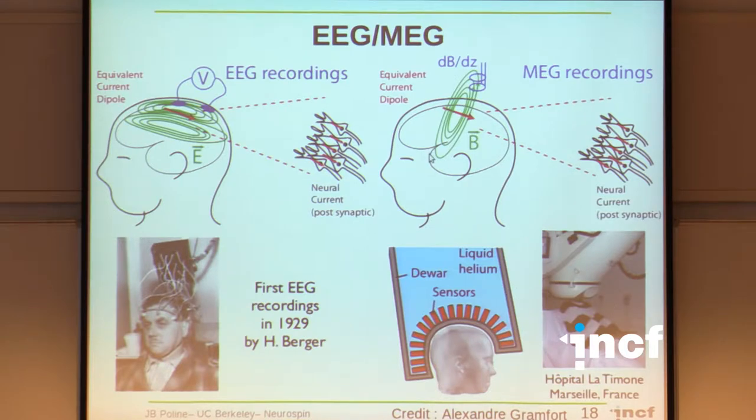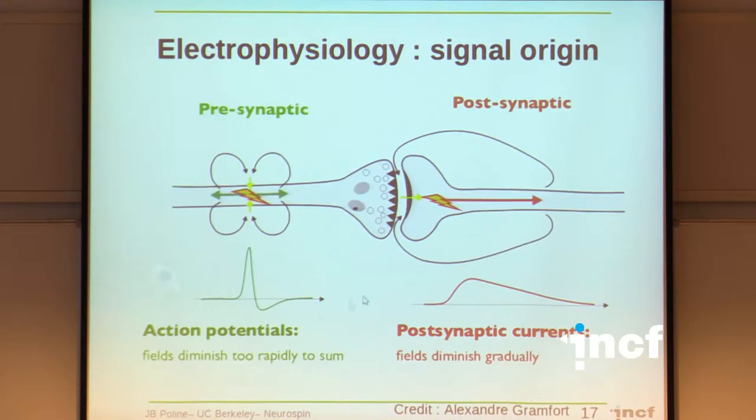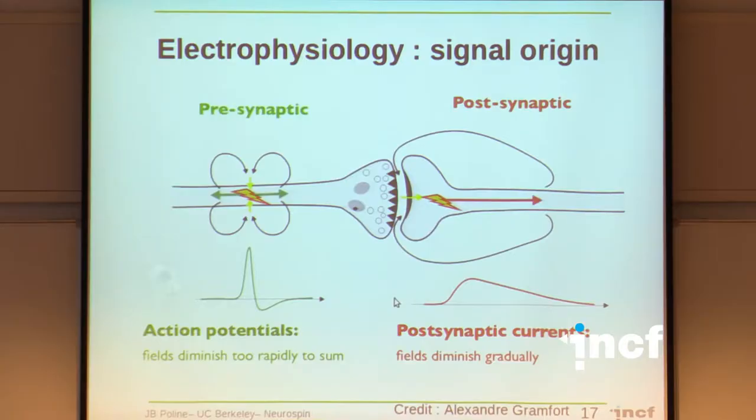So EEG and MEG are recordings of the postsynaptic currents. EEG is a very old technique, 1930. MEG, I'm not exactly sure. Is that postsynaptic current or potential? It's both, the current and the potential. You're measuring the potential of the current with EEG, and with MEG you're measuring the magnetic aspect of that current.